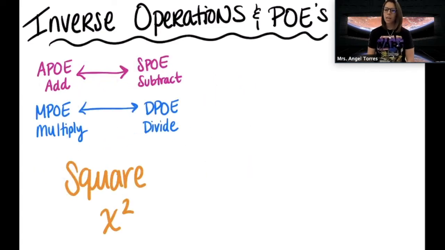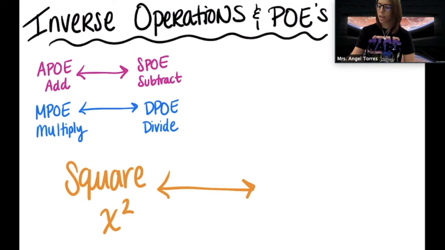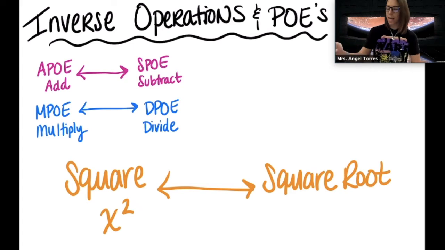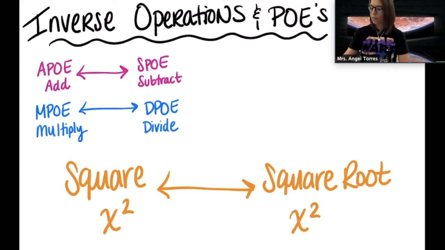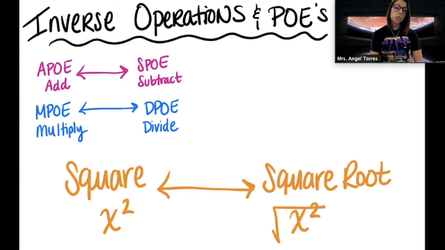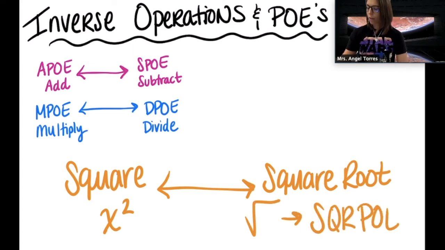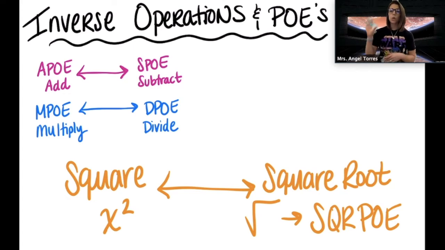When we're looking at an equation that has a square, the inverse of squaring is to take the square root of that value. So if I wanted to isolate x squared, I would have to take the square root to essentially undo that square. This is called the square root property of equality, meaning if I take the square root of one side of an equation, I also have to take the square root of the other side of the equation for the equation to remain true.